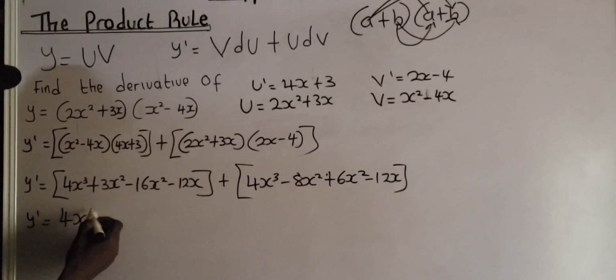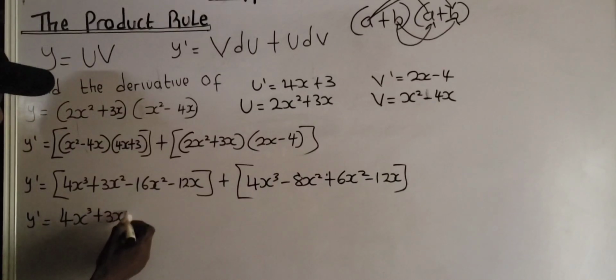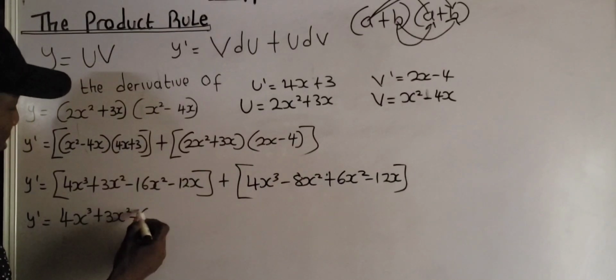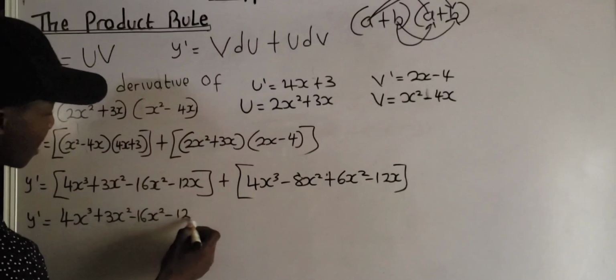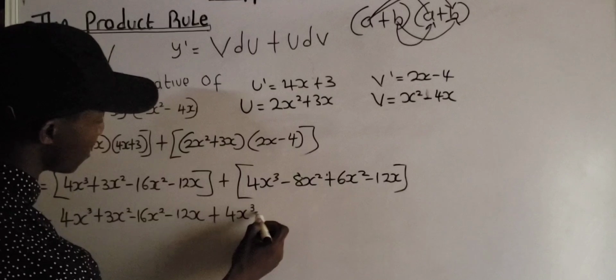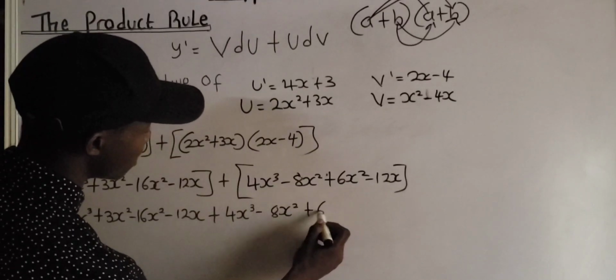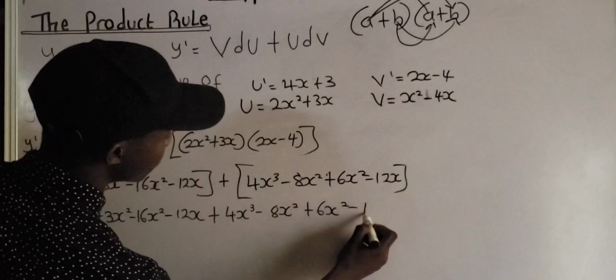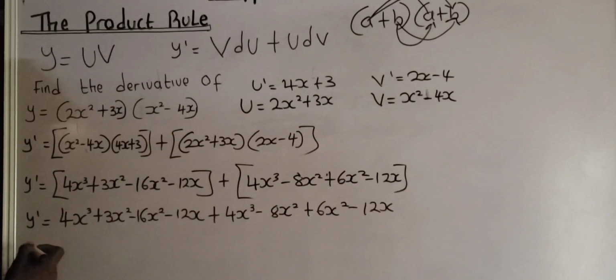4x cubed plus 3x squared minus 16x squared minus 12x plus 4x raised to the power of 3 minus 8x raised to the power of 2 plus 6x raised to the power of 2 minus 12x. Do you understand? Now, the next step is that we are going to collect like terms.